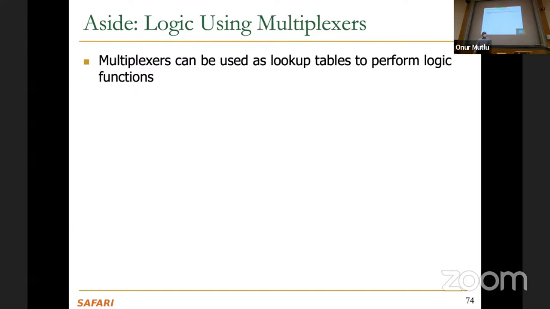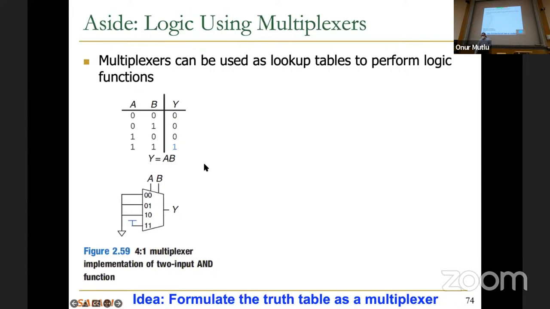Meaning they can be used as lookup tables to perform logic functions. And that's what your FPGAs are essentially doing. So let's take a look at one example. This is your truth table, and hopefully you're familiar with it. This is an AND function. So Y is AND of A and B, as you can see.